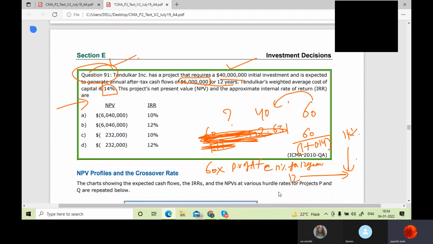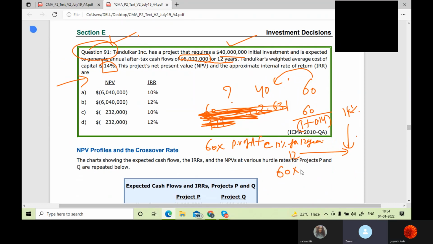So what was the factor? 5.660, no? Yes, sir. So 60 into, we'll take the full amount, 60,000,000 into 5.660. We'll get 339,600,000 minus 400,000,000. So we'll get 60,40,000. 60,40,000 negative value. Okay, this is our NPV.